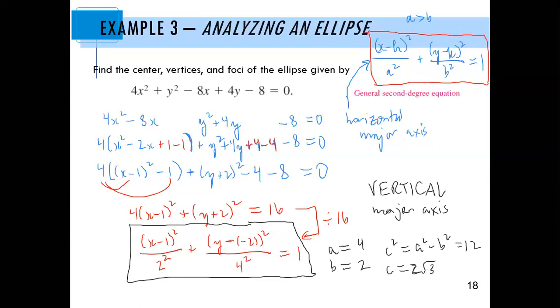Okay, so let's think this through. We're going to have a vertical major axis. The distance from the center, by the way, what is the center here? H, K: 1, negative 2. Okay, that is the center. The distance from the center to the vertex is 4 units, and I'm going to move vertically to do that, yeah? And the distance from the center to the foci in either direction is 2 square root of 3. Make sense? 2 square root of 3.